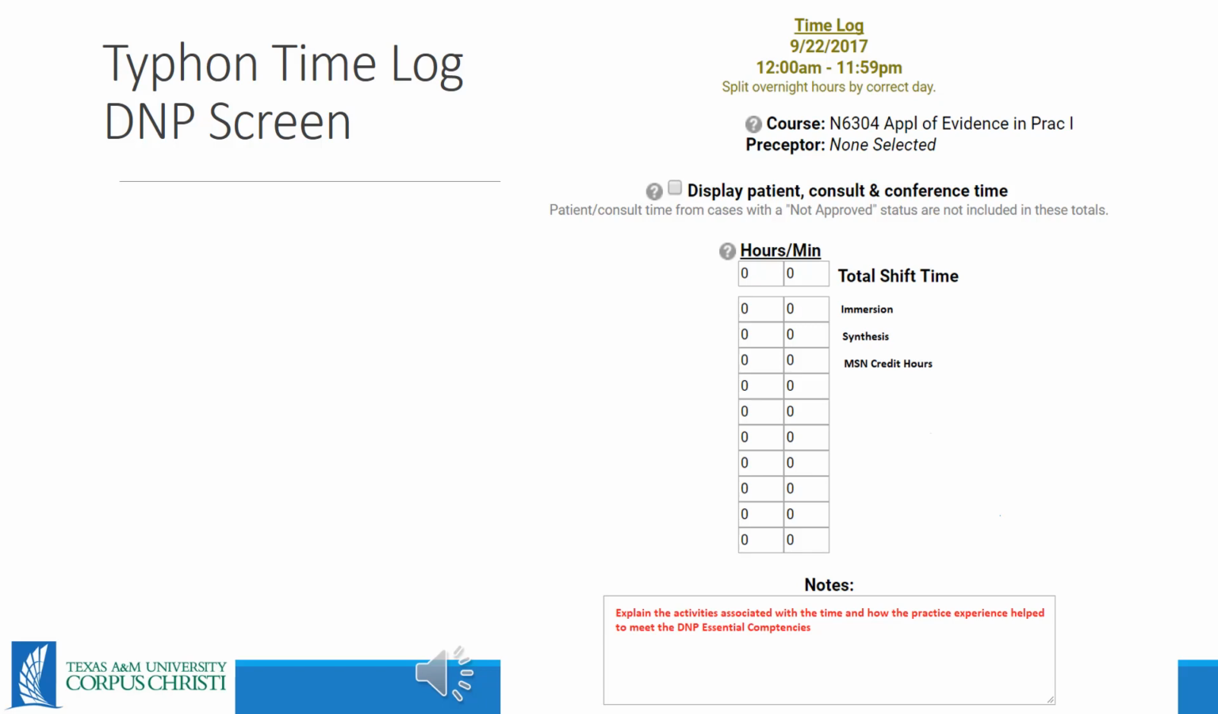Yet the detail will be down in the notes. In the notes section, you'll need to explain the activities associated with the time and how the practice experience helped to meet the DNP essential competencies. So you will actually want to give the DNP essential competency number and explain how this experience helped you to meet that competency.